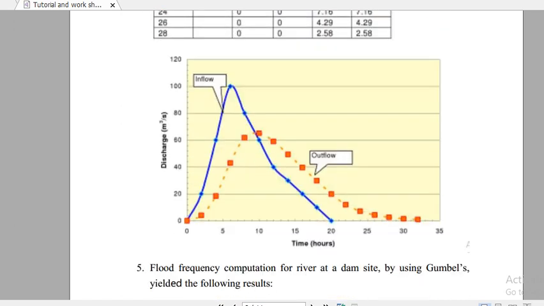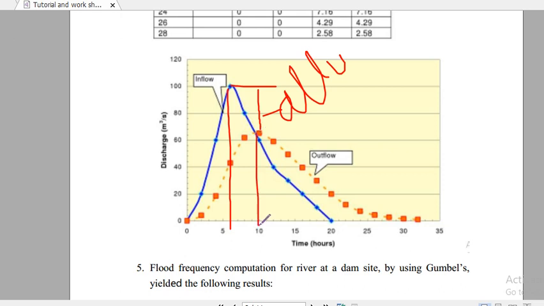This blue one is the inflow hydrograph, and this is the outflow hydrograph. So the difference between the two peaks is attenuation. And the difference between the time of peak of the inflow and the time of peak of the outflow hydrograph is said to be translation.